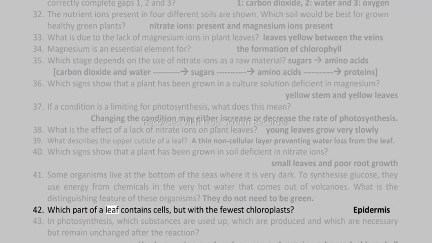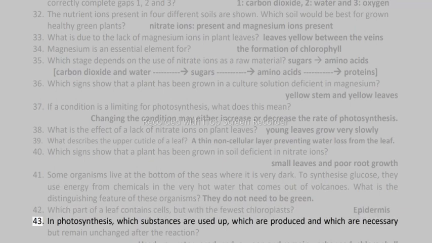42. Which part of a leaf contains cells, but with the fewest chloroplasts? Epidermis. 43. In photosynthesis, which substances are used up, which are produced, and which are necessary?